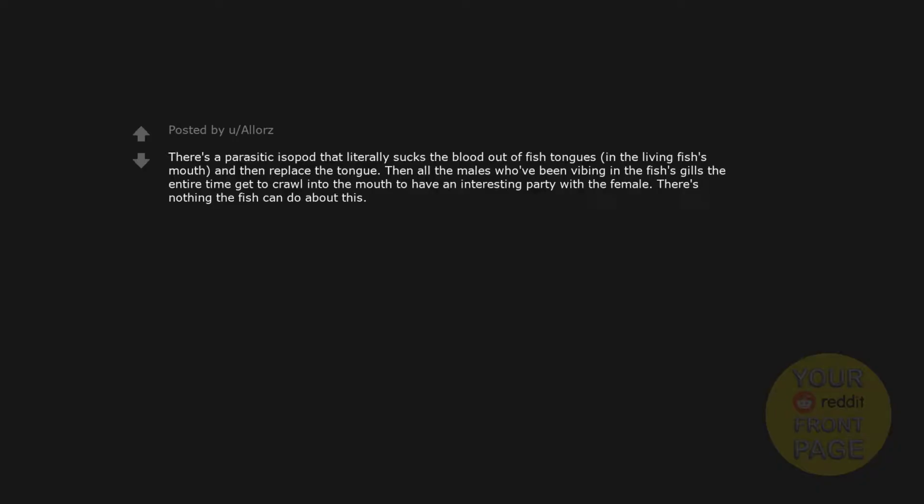Owls' feathers are layered just perfectly so that they don't create a sonic sound when flying. There's a parasitic isopod that literally sucks the blood out of fish tongues, in the living fish's mouth, and then replaces the tongue. Then all the males who've been vibing in the fish's gills the entire time get to crawl into the mouth to have an interesting party with the female. There's nothing the fish can do about this.